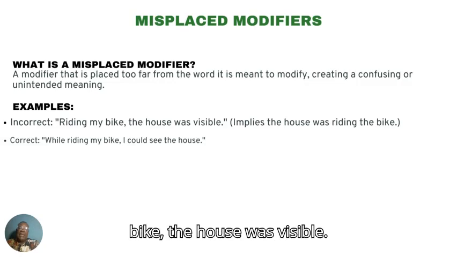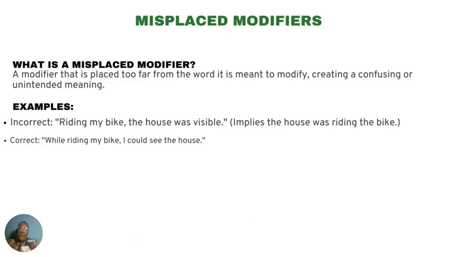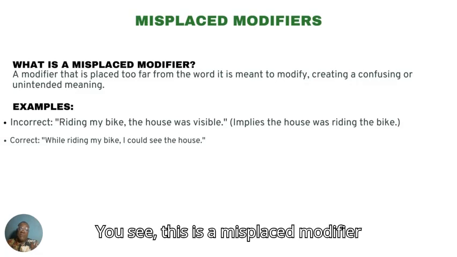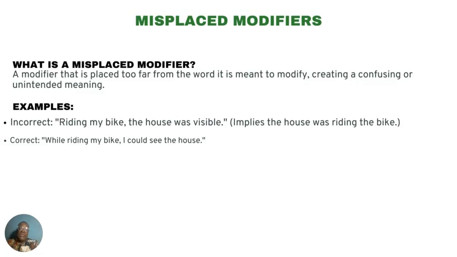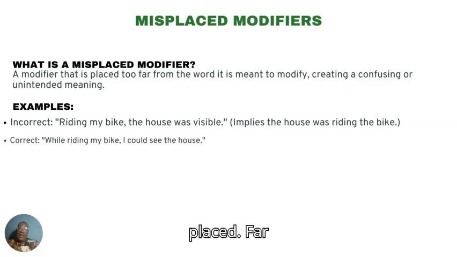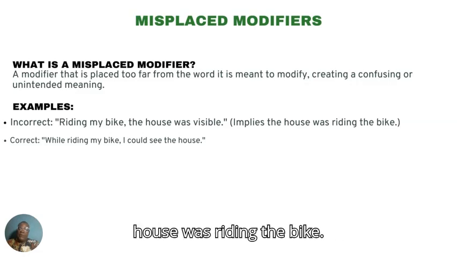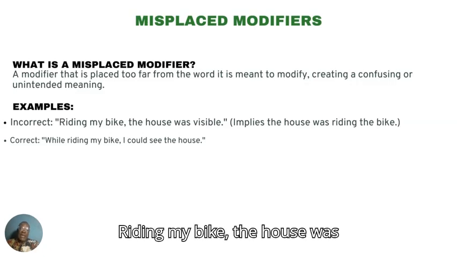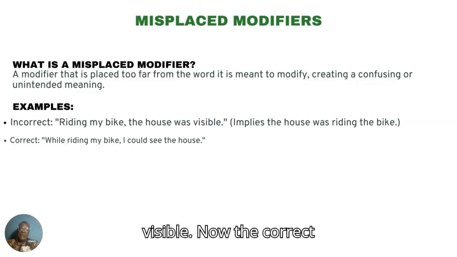Now, incorrect: Riding my bike, the house was visible. You see, this is a misplaced modifier because riding my bicycle is supposed to modify a given subject. But because the modifier is placed far or does not even exist, this sentence gives the false impression that the house was riding the bike. Riding my bike, the house was visible.